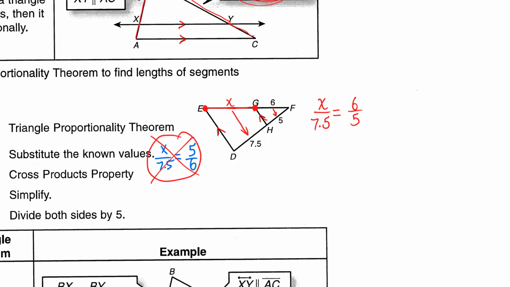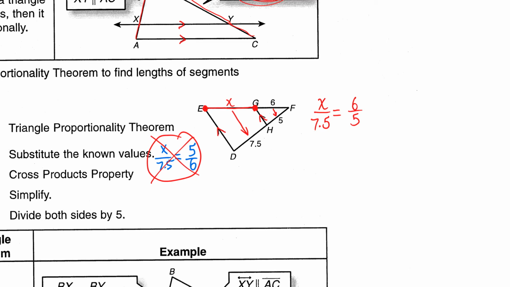You've got to be consistent. If you go from here to here, then you've got to go from here to here. Like on this one that I did wrong, I said, okay, this is to this, and then I went as this is to this. See how I went backwards from the other way? So it's got to be this over this equals this over this. So this would give you the wrong answer.